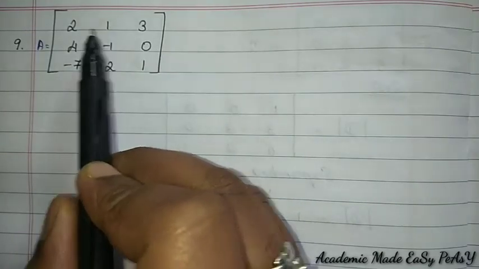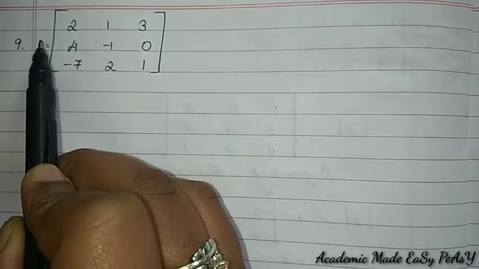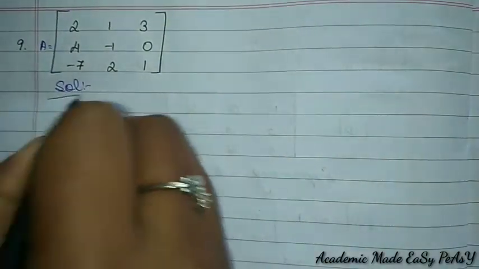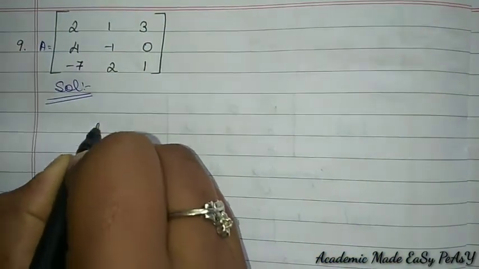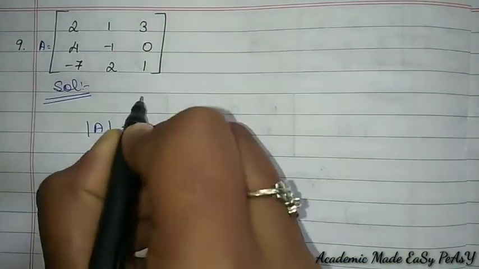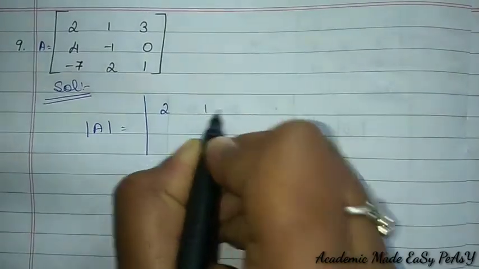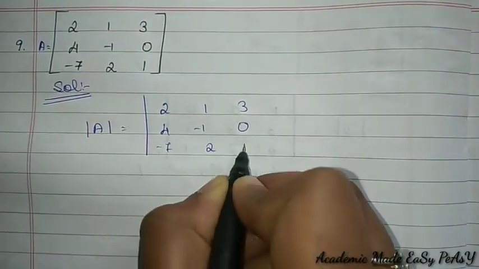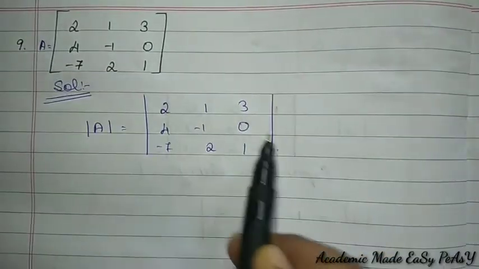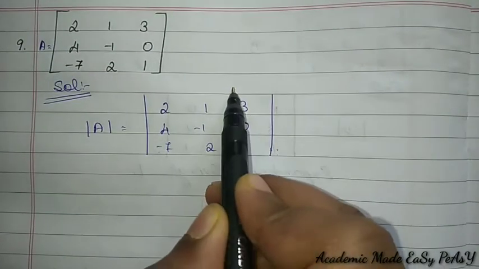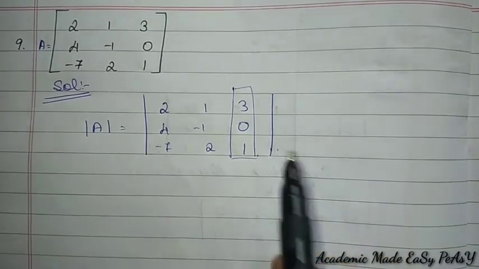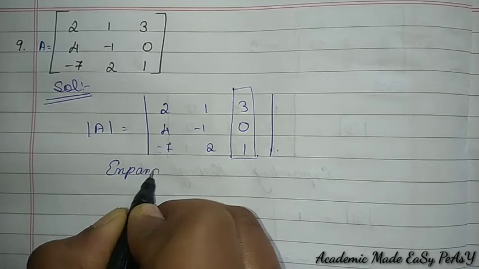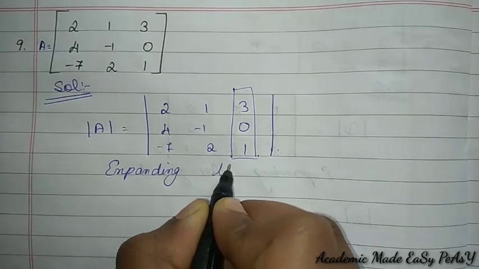Question 9. A matrix is given and I took this matrix as matrix A. So now let's find whether the inverse exists or not. Let me take the determinant of the matrix: 2, 1, 3, 4, minus 1, 0, minus 7, 2, 1. Since I don't have any more zeros, let me take this column where I have 1, 0. So I will be expanding the determinant through column 3.